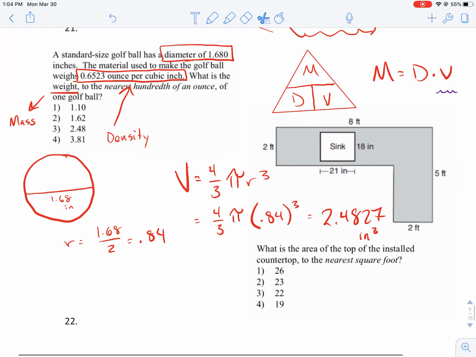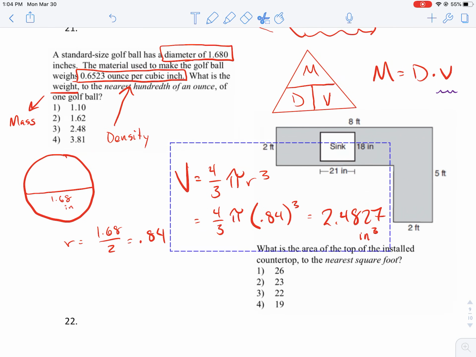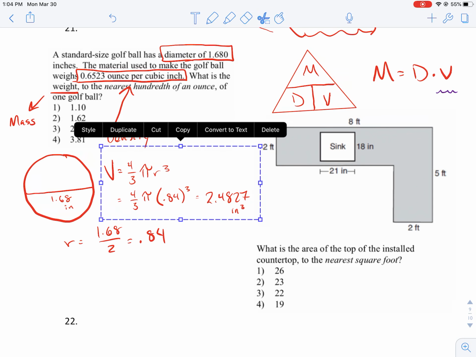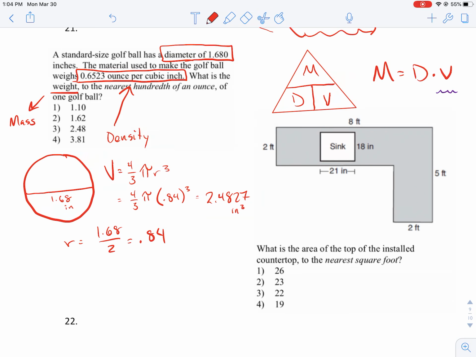I'm just going to try to bring this over here. Okay, save room for that next problem. But anyway, don't fall for that here. Even though we found this number here that does appear as one of our answers, this is our volume. This isn't our mass. In order to find our mass, we need to go density times volume.